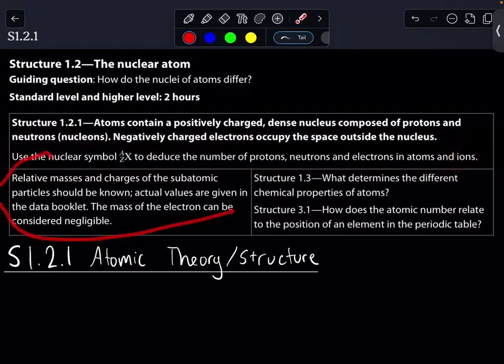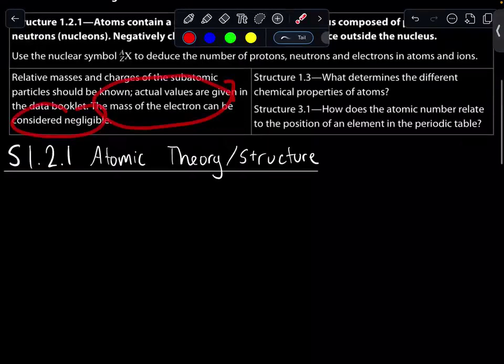And we're going to make sure that we know the relative masses and charges of the subatomic particles, and we should not need actual values as those will be in the data booklet. And lastly, the mass of an electron will be negligible. So we'll talk about that as we start with our lesson.